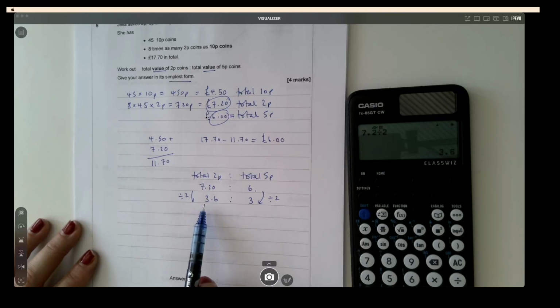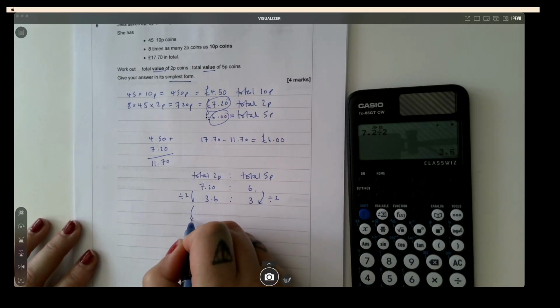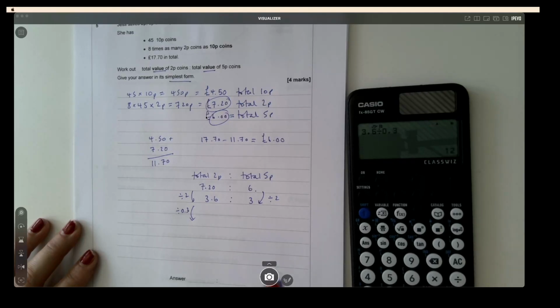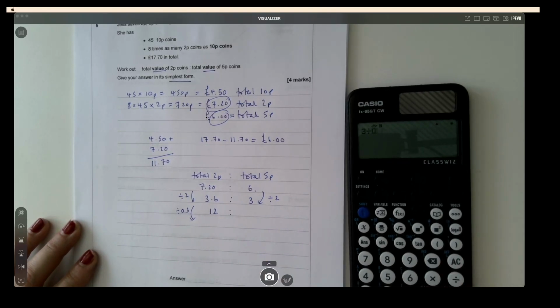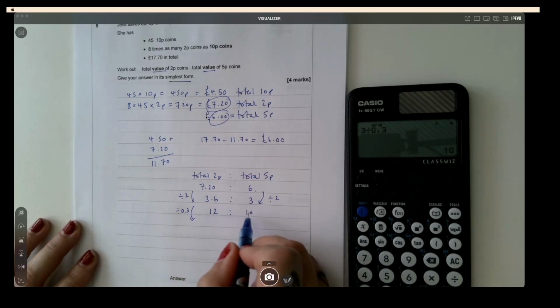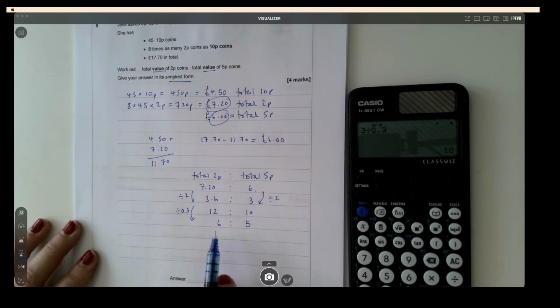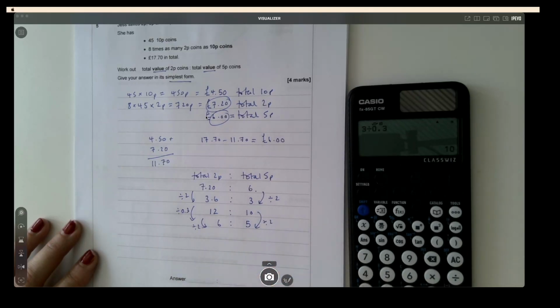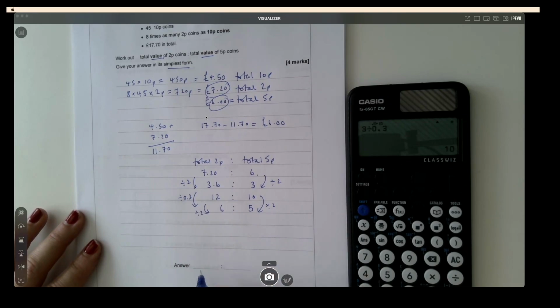3.6. Now I'm going to divide them both by 0.3 because I know that 0.3 goes into each of these. So 3.6 divided by 0.3 is 12. 3 divided by 0.3 is 10, because then it's going to make my life a little bit easier to simplify. So now I can halve both of these and get to 6 to 5. 6 and 5 don't have a common factor other than 1 at this stage. So that's our simplified ratio.